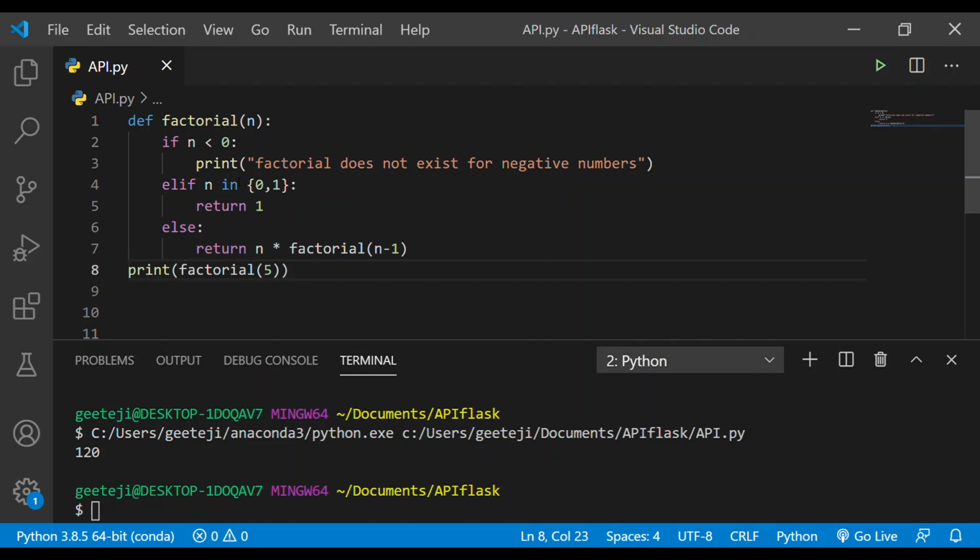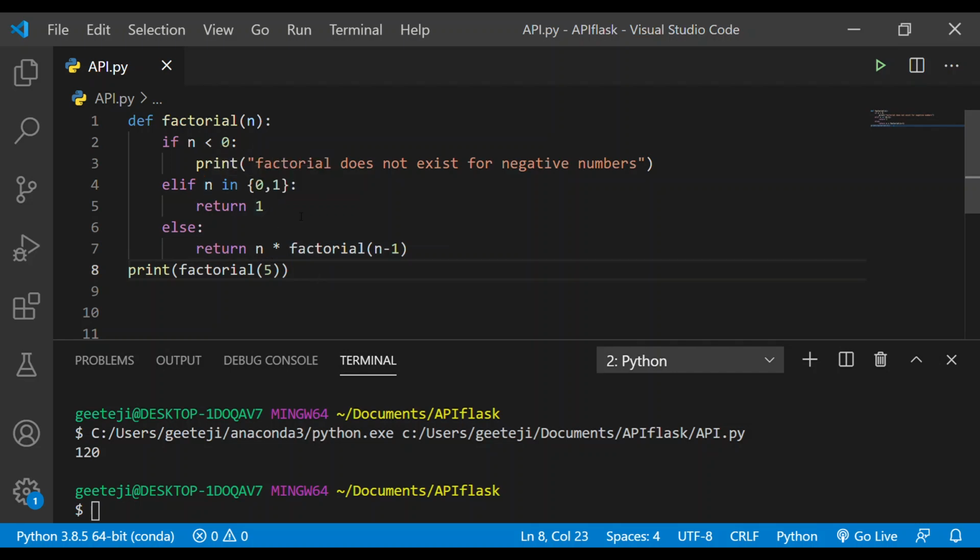This is the second step, basically. The first step is writing the formula, that is n into factorial of n minus 1. Do you remember we talked about the formula? We have to write the formula in the else condition, and in the if or elif condition we have to write the base condition, that is factorial of 0 and 1 is 1.